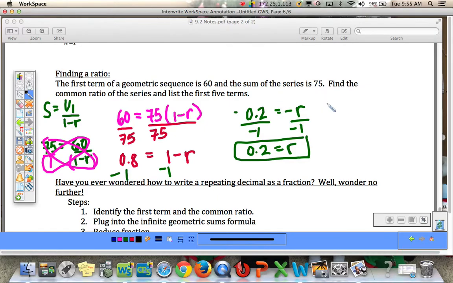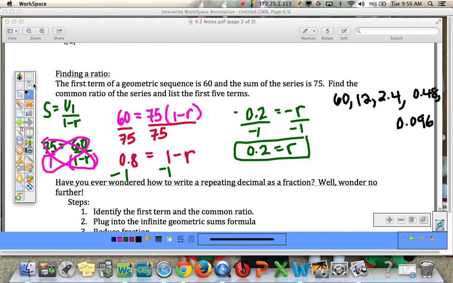All right, find the first 5 terms. In your calculator, I would do this recursively. 60 is the first term. Multiply each term by 0.2, so the next one would be 12. The next term would be 2.4. The next term would be 0.48. And the last term here would be 0.096. You can see these approach 0.